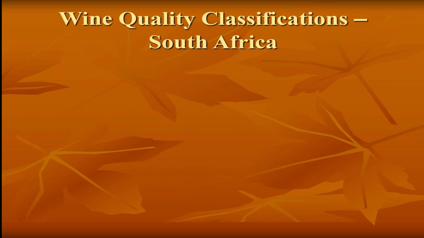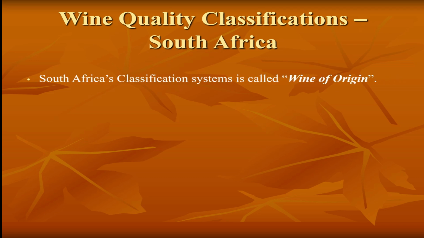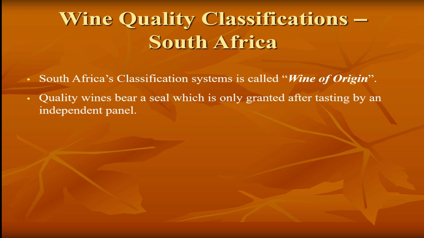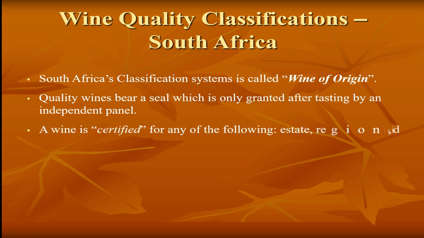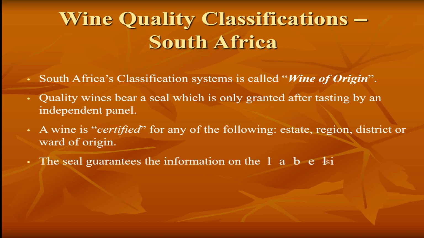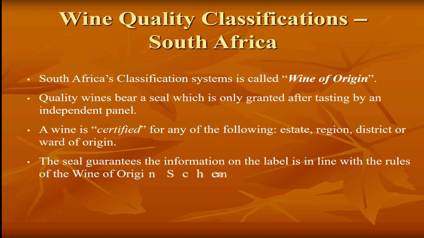Wine quality classifications, South Africa. South Africa's classification system is called wine of origin. Quality wines bear a seal which is only granted after tasting by an independent panel. A wine is certified for any of the following: estate, region, district, or ward of origin. The seal guarantees the information on the label is in line with the rules of the wine of origin scheme.